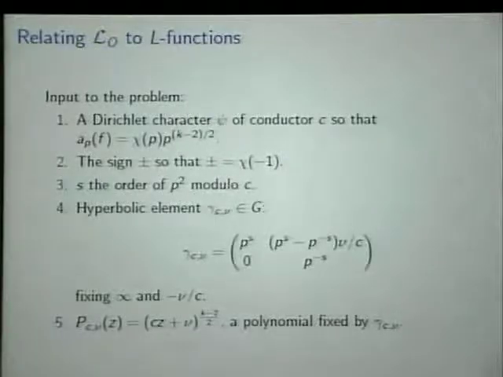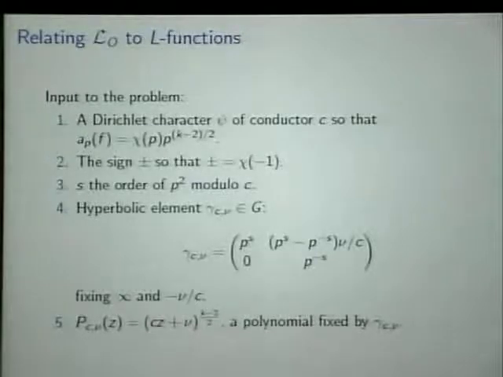The order, C is the conductor of the character chi, and you need to know the order of p squared modulo C. And then you can make this element in the group G, which is a translation in the tree along a line from the point minus nu over C to infinity. And you also take a particular polynomial if you're doing the higher weight case, namely this one.